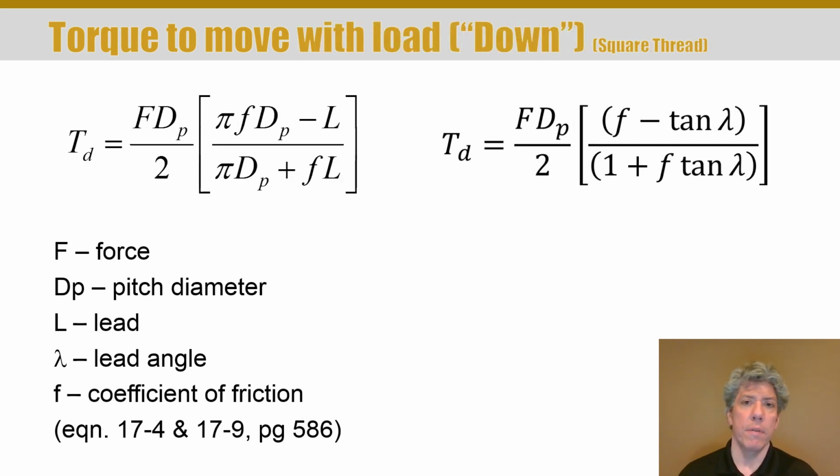Now, what if the nut is getting to move in the direction that it wants to, in the direction that the load is pulling it? So we call that the down direction, or moving with the load. Well, in that case, here are the two equations, and they look very similar to the last two, but on close inspection you'll notice they are different. In fact, the equation numbers are 4 and 9 in your text.